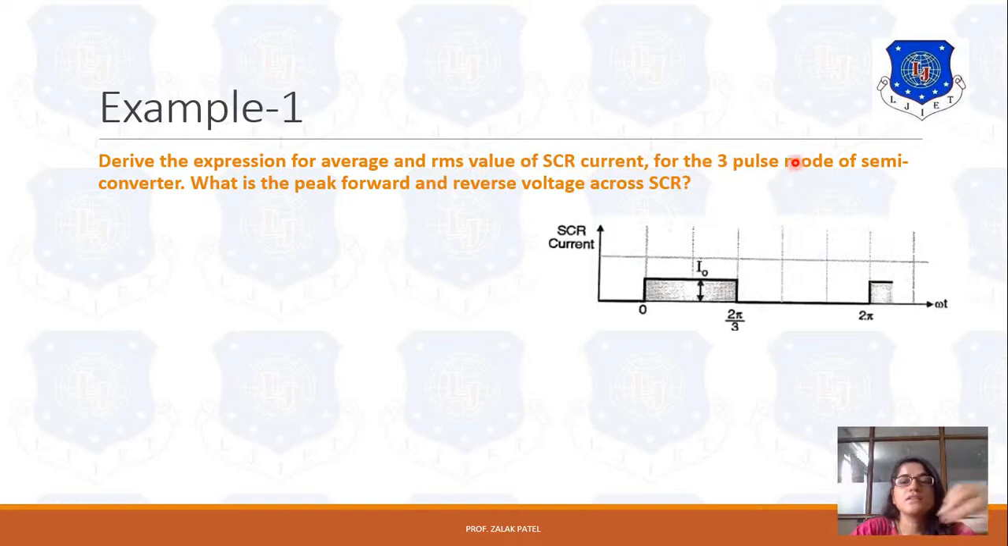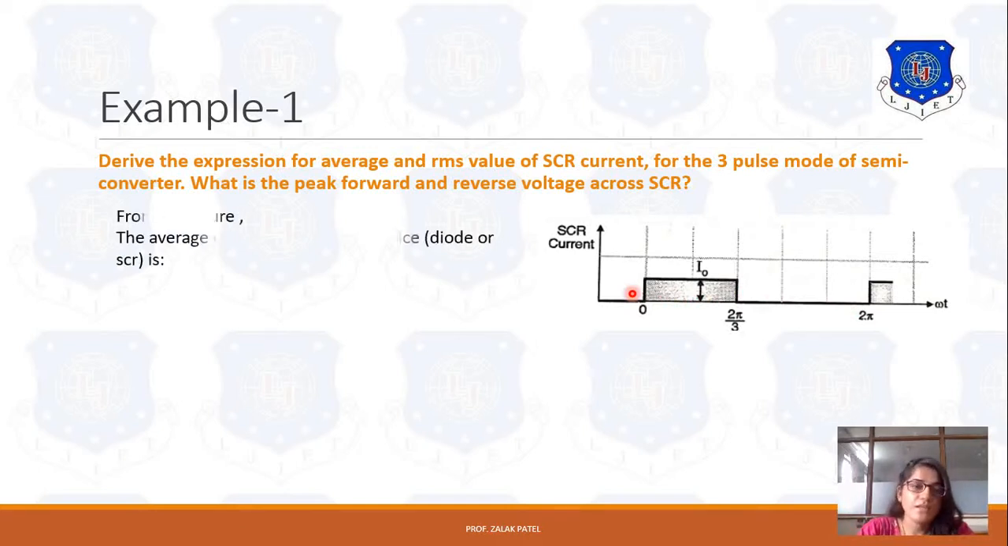So consider this figure. Using this figure we will do the calculation for the SCR average current as well as for RMS current. As you see in this figure, the maximum current appears in between 0 to 2 pi by 3.